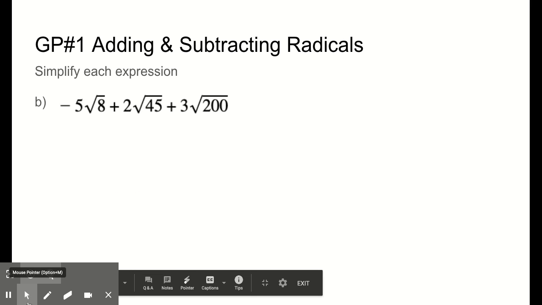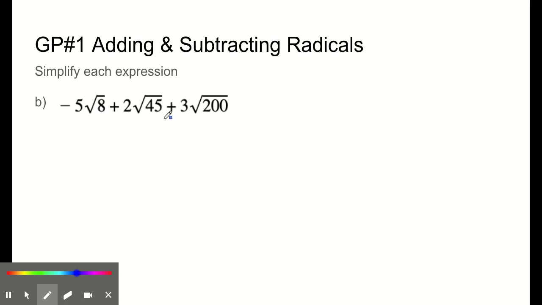So for GP1B, you'll notice that we have 3 different radicals that do not have the same radicand. And so as is, we are unable to add or subtract them together because the radicands are different. But also notice that these radicands are larger than the ones we saw in the previous slide, which means we could probably simplify these radicals first. So the first thing that we're going to do when we don't have the same radicands is see if we can simplify them.